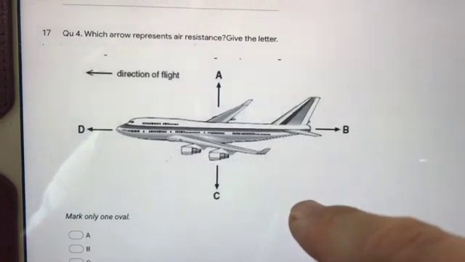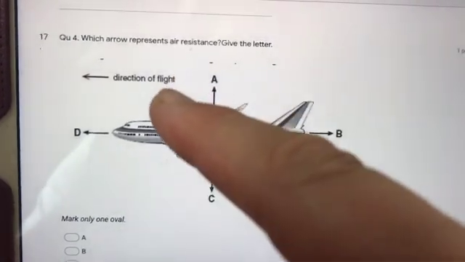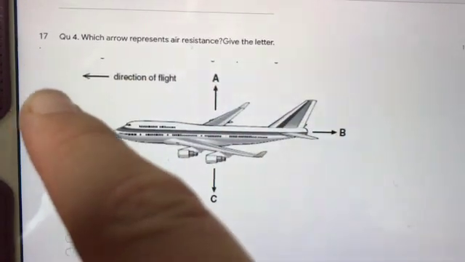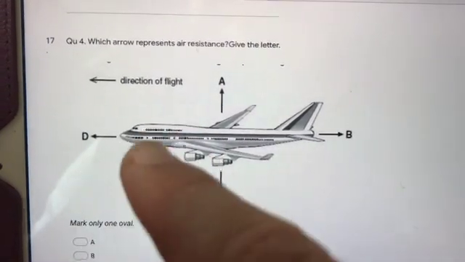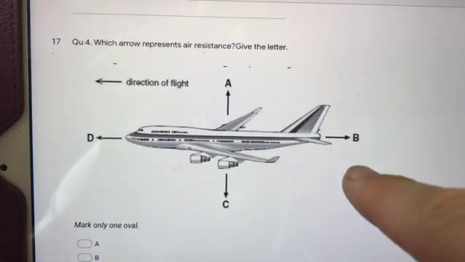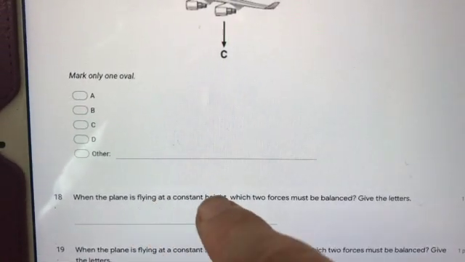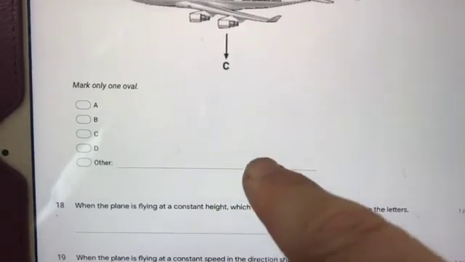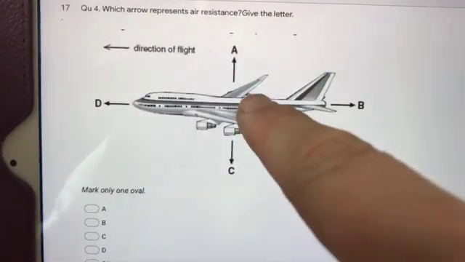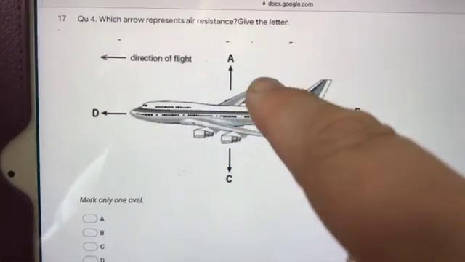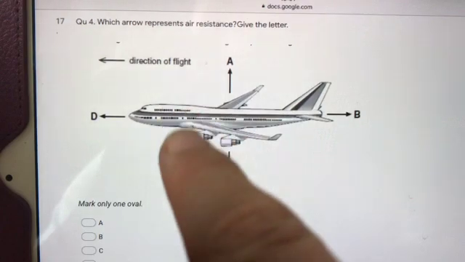So here now we've got an aeroplane. Which arrow represents air resistance? We see the direction of flight. It's flying that way. Air resistance opposes that motion, so this is air resistance over here, B. It then says it's staying at a constant height. Now, constant height means it's not going up and it's not going down, so which two forces must be balanced? A and C must be balanced.